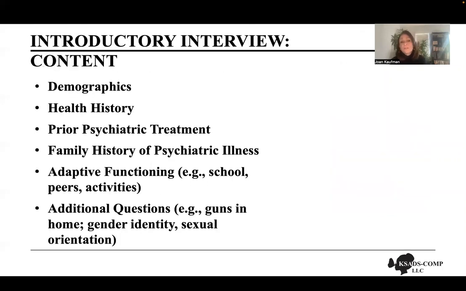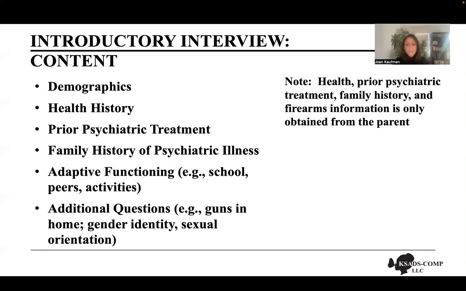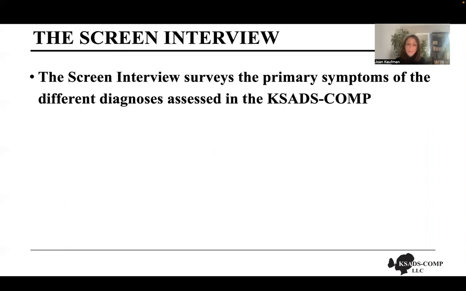All right, so the introductory interview includes information about demographics, health history, prior psychiatric treatment, family history of psychiatric illness, adaptive functioning, the school, peers, other activities, and then also additional questions that are really important in terms of understanding risk, like whether there are guns in the home, issues about gender nonconformity, which we know are associated with increased risk of suicidality. Just want to highlight that the information about health, developmental history, psychiatric treatment, family history of psychiatric disorders, firearms in the homes, those are only obtained from the caregiver, not from the youth. All right, so that's the introductory interview.